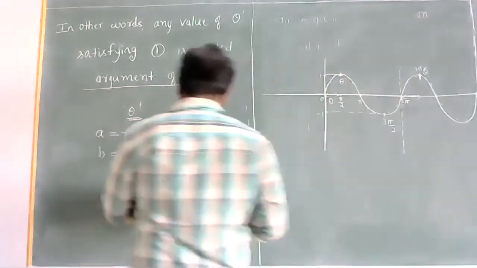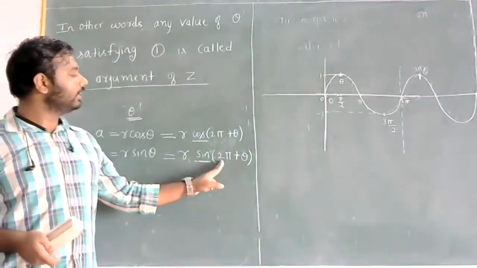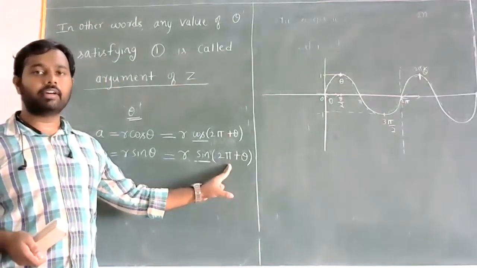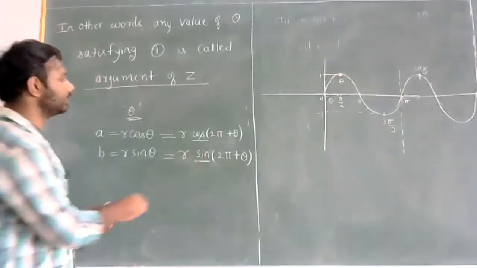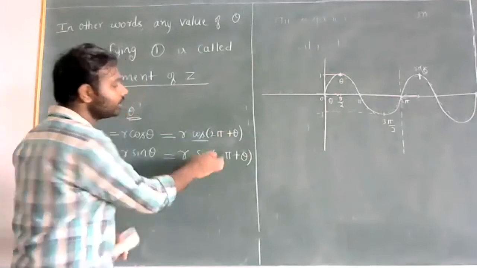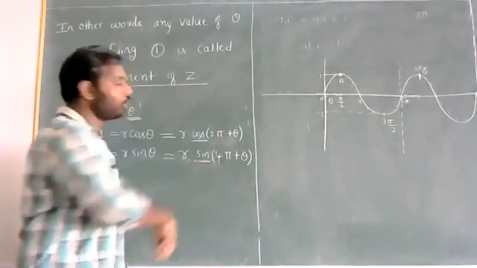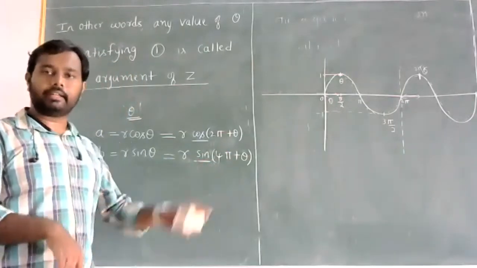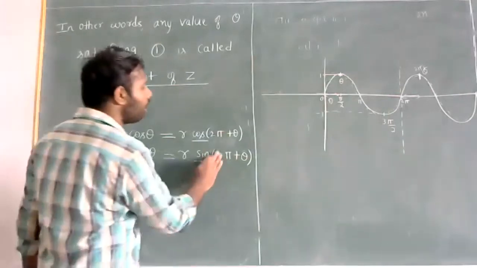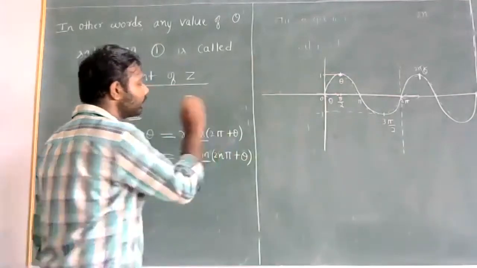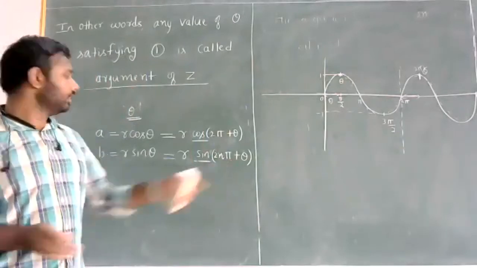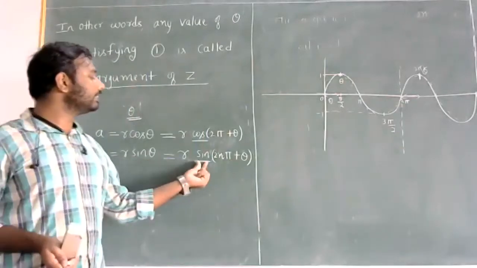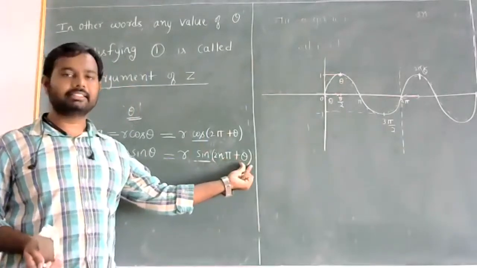And we can repeat this for any even multiple of pi. So not just 2 pi, we can put 4 pi also, 6 pi, 8 pi, 10 pi like this. Or in general, even multiples of pi. So sine theta is sine of 2n pi plus theta.